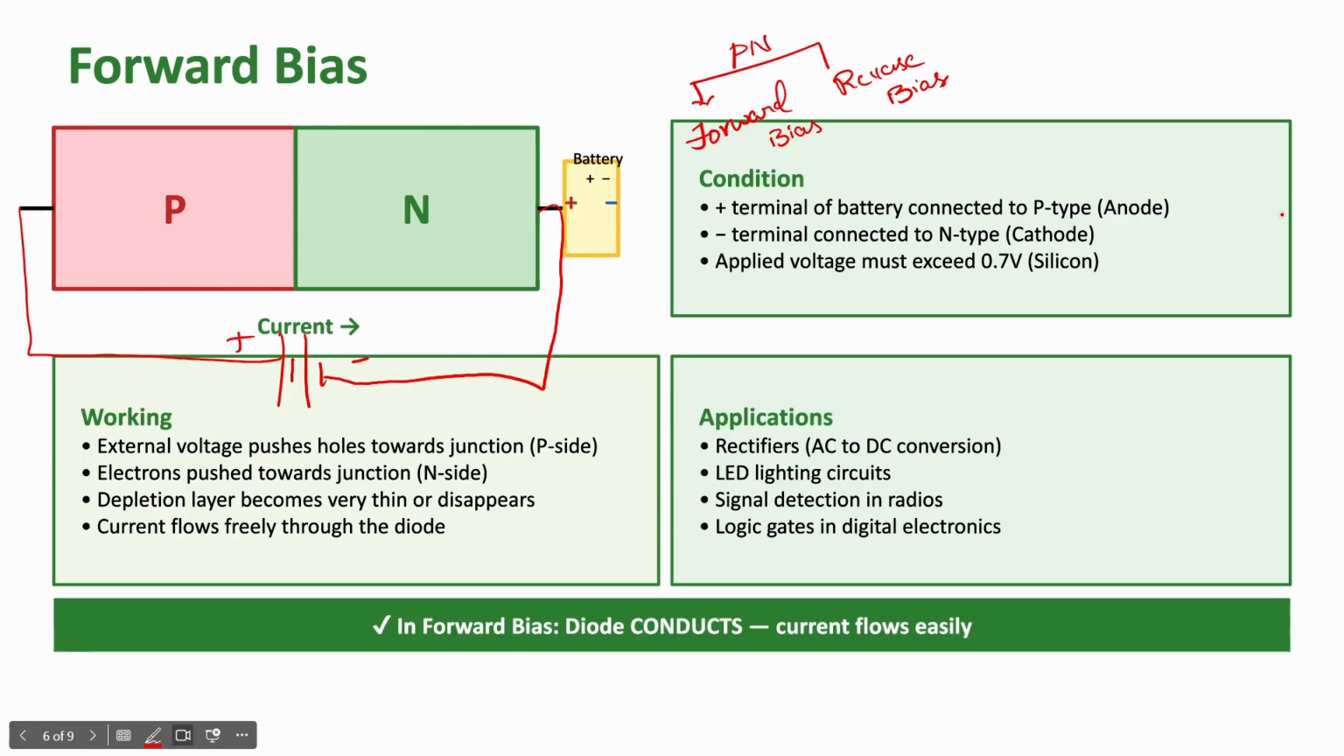So it will be connected like this. Then we said that it is a forward bias. So when the p-type material is connected to the positive terminal and the n-type material is connected to the negative terminal, we call it a forward bias. So now what will happen?